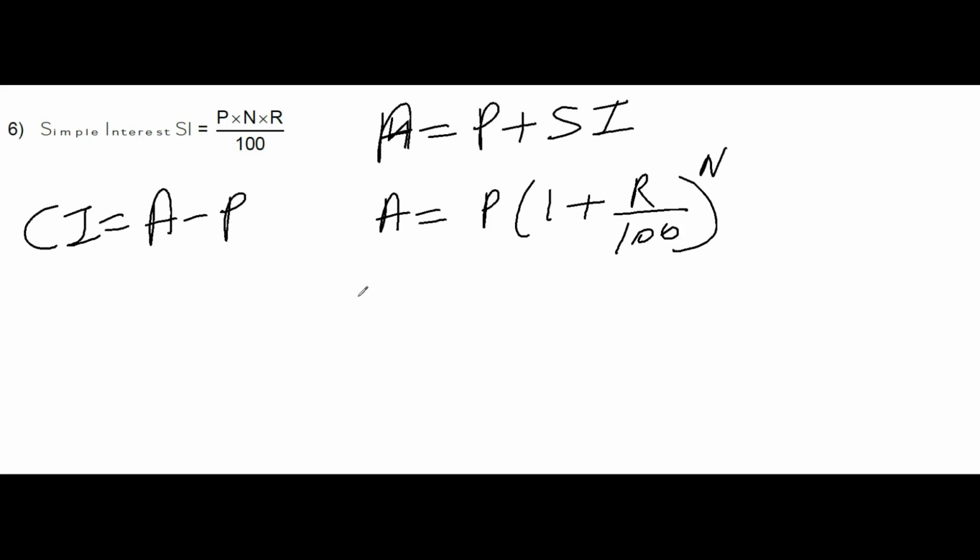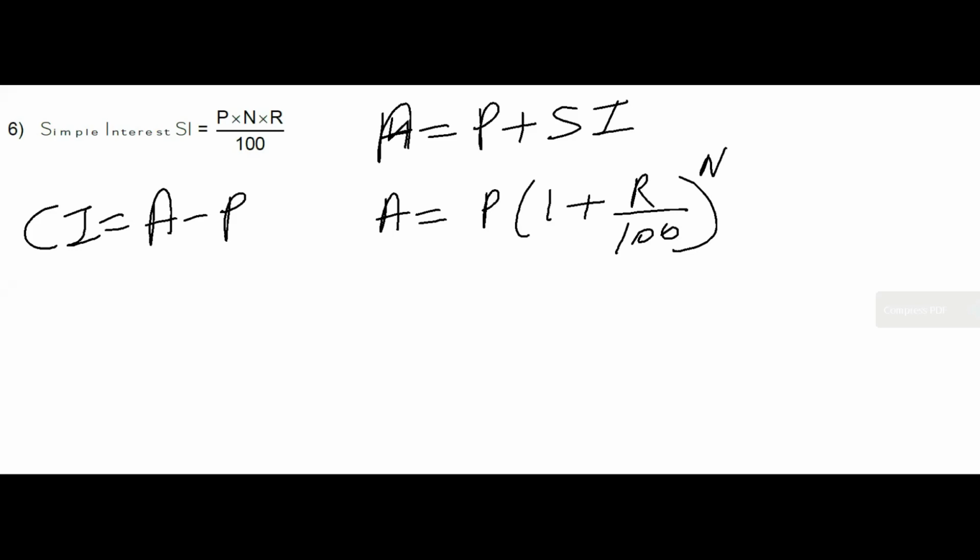Okay. One more formula we have here apart from these two, that is the difference between the simple interest and compound interest at the end of 2 years, which is P into R by 100 the whole square.